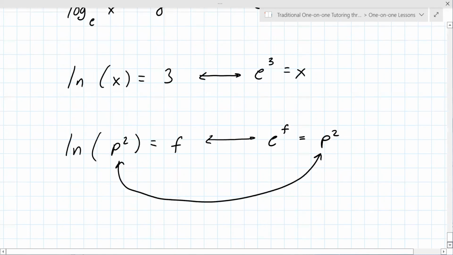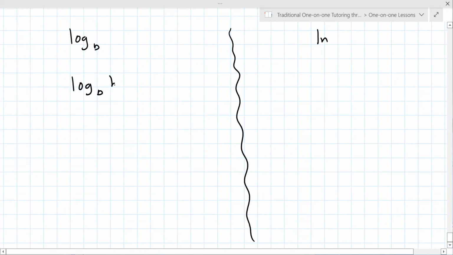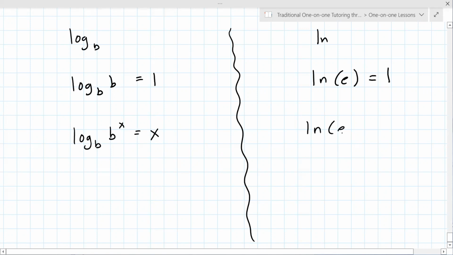So let's summarize our rules here in the last few moments. Let's do log base b rules, and then we'll have ln rules over here. The most basic one for each is log base b of b equals 1. We did that a bunch today. The equivalent rule is natural log of e equals 1. The next rule is log base b of b to the x equals x. You bring that x out in front. The natural log of e to the x also equals just x for the same reason.